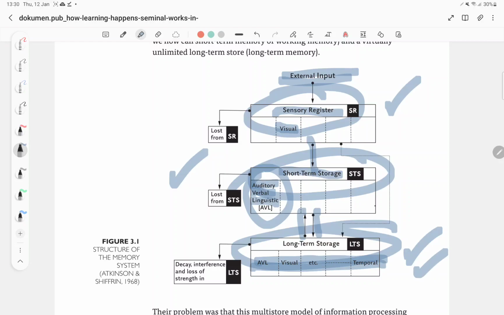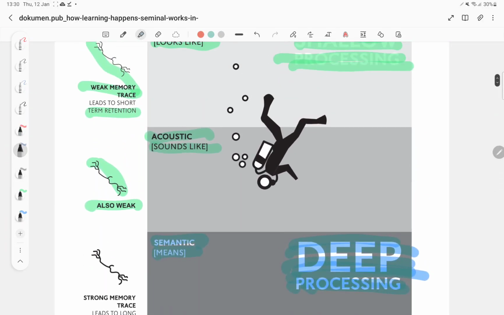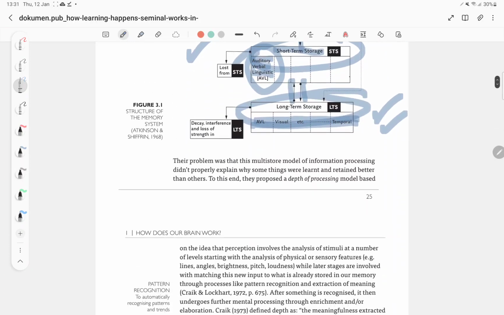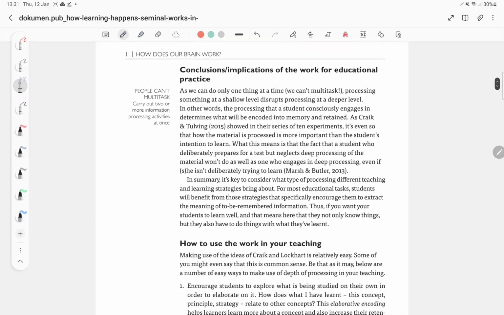But why do some memories stick and other memories not? And that takes us back to this picture over here, where what you've got to do is, rather than work with the structural way things look or what things sound like, try to develop deeply with what things mean as a teacher. So that's the article, and I think it's a really key article.